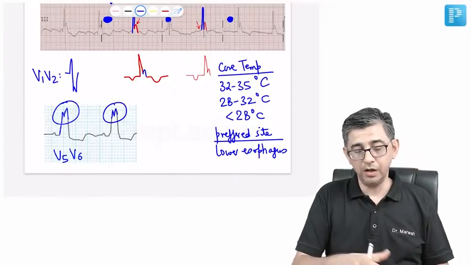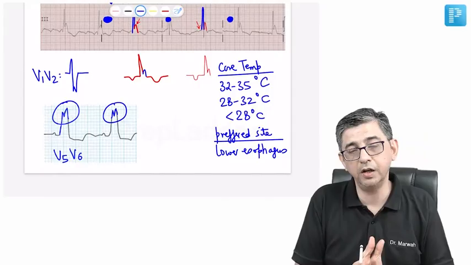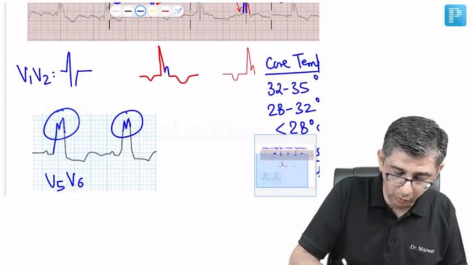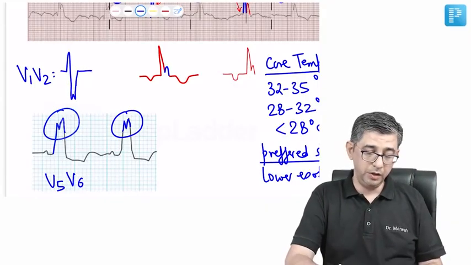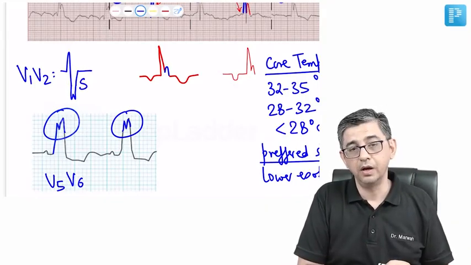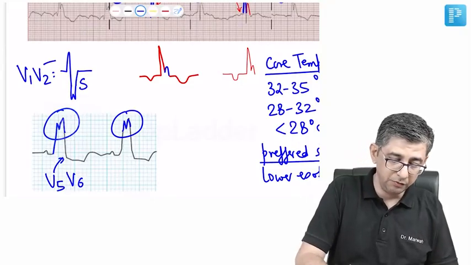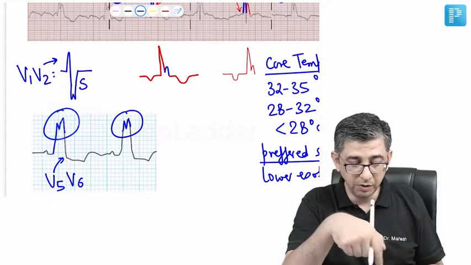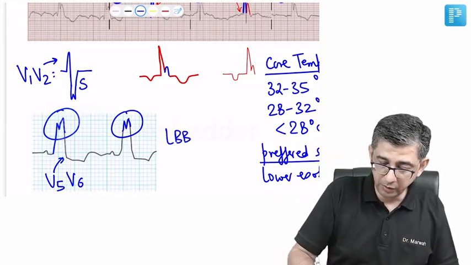It might be an RS complex which is relatively broader. The way I've drawn it, the RS complex is relatively broader, and the rabbit ear appearance, let me just make it more characteristic. The rabbit ear appearance might be noticed in a deep broad S wave. So if these two findings are given together, V1, V2 in the S wave, that's the rabbit ear appearance, and in V5, V6, the rabbit ear appearance is present, then this is left bundle branch block.